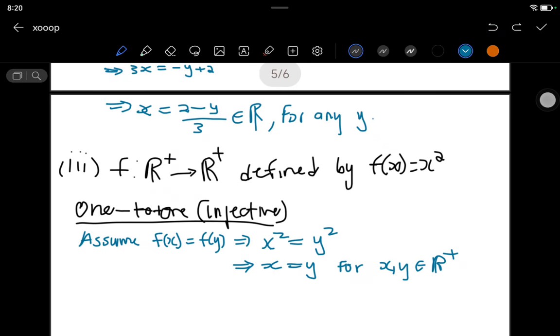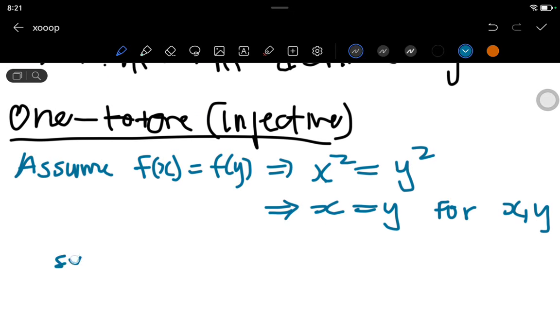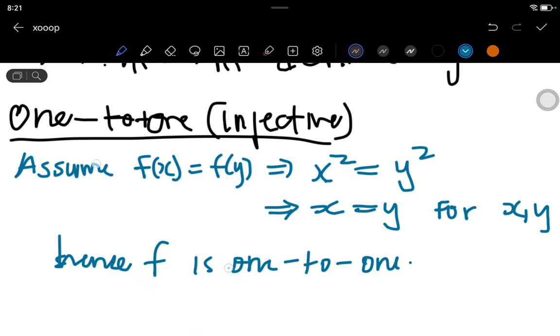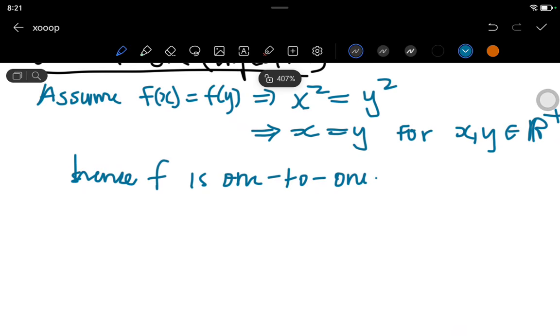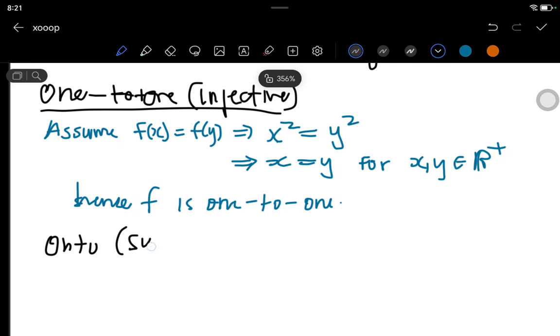You see, right? So this means we can say, hence, f is one-to-one. You see, right? Now we check onto. Check surjective.